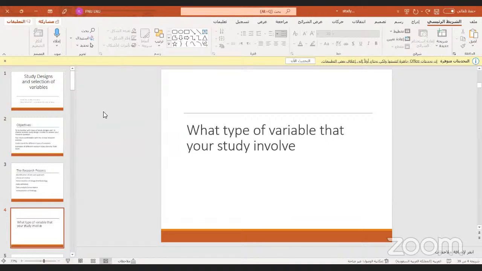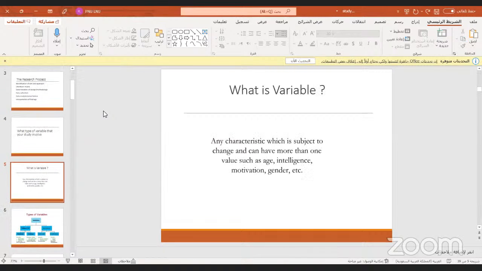Every study has different variables, so it's mandatory to define which variables your study contains. What is a variable? We mean by variable any subject or any characteristic that is subject to change and can have more than one value, such as age, intelligence, motivation, gender. It can also be a disease, depression, or medication, like an antipsychotic. So firstly, it's mandatory to define what variables your study involves.